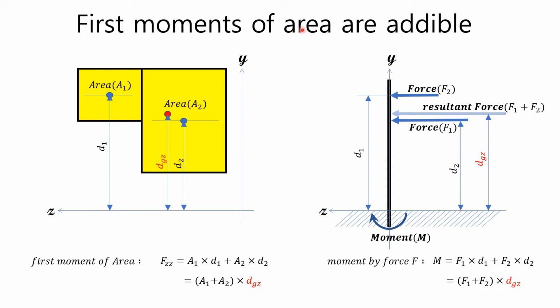The first moments of area are addable. All the moments of area can be added together after individual calculation with respect to the same reference axis. In this equation, dGz is the centroid of the entire cross-section, of both area A1 and A2. This is the same as the relationship between moment, force, and the moment arm length. As you can see here, a resultant moment produced by all the forces can be expressed in terms of the sum of all the forces and the equivalent distance dGz.